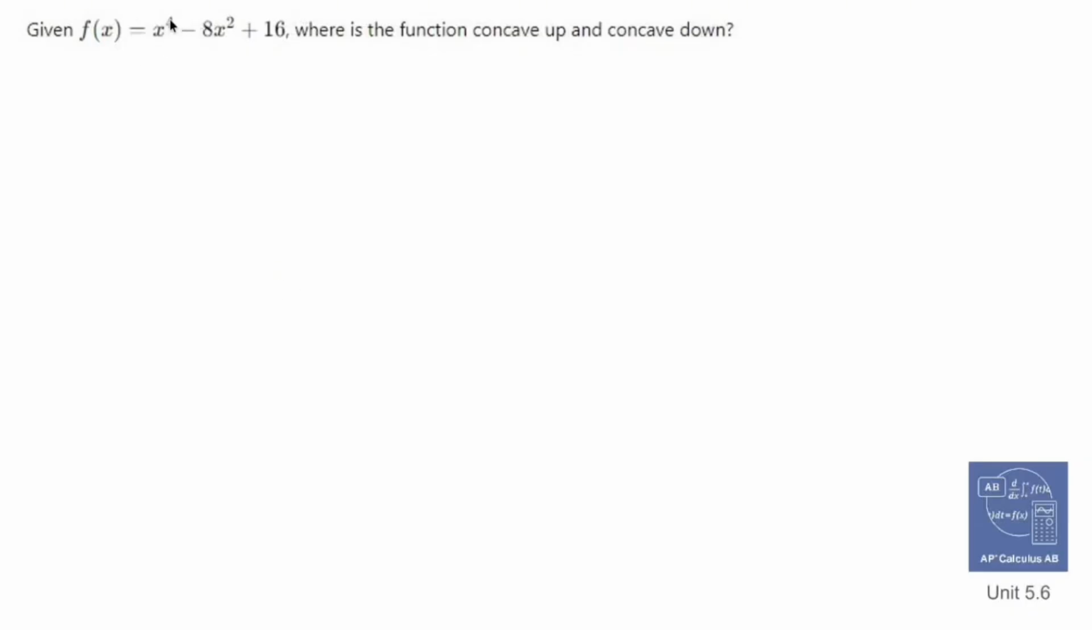Given f of x equals x to the fourth minus 6x squared plus 16, where is the function concave up and where is it concave down? Well, a function is concave up when your second derivative is positive. It's concave down when your second derivative is negative. So in order for me to find the second derivative, I have to find my first derivative first, and that's going to involve the power rule a couple times.